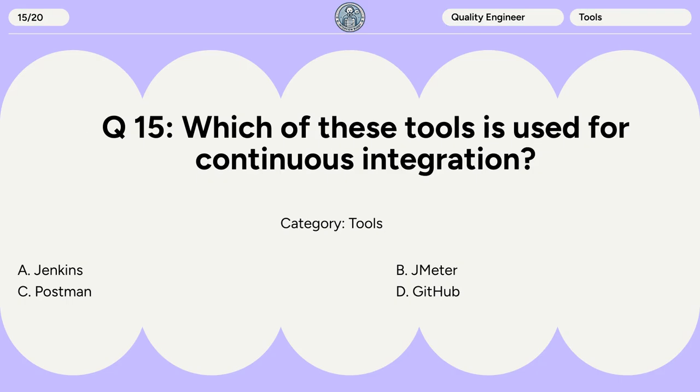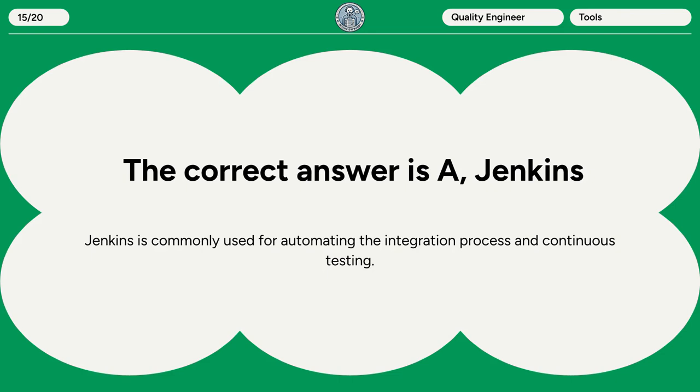Question 15. Which of these tools is used for continuous integration? A. Jenkins. B. JMeter. C. Postman. D. GitHub. The correct answer is A. Jenkins. Jenkins is commonly used for automating the integration process and continuous testing.